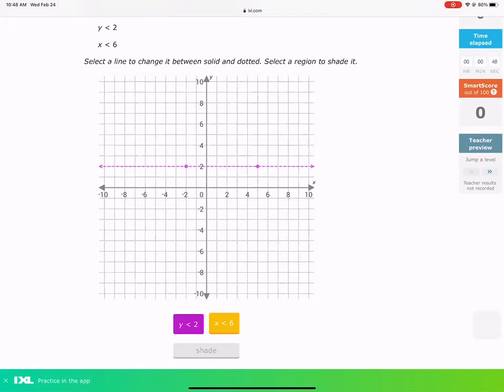Let's graph the second one. X is less than 6. So X is 6. Here's X is 6, folks. X is 6 right here. That's why it's a vertical line. So make sure you do practice that. A lot of kids still make mistakes on that. And we are using a dotted or solid. It's harder to see this one, but this is also a dotted line.